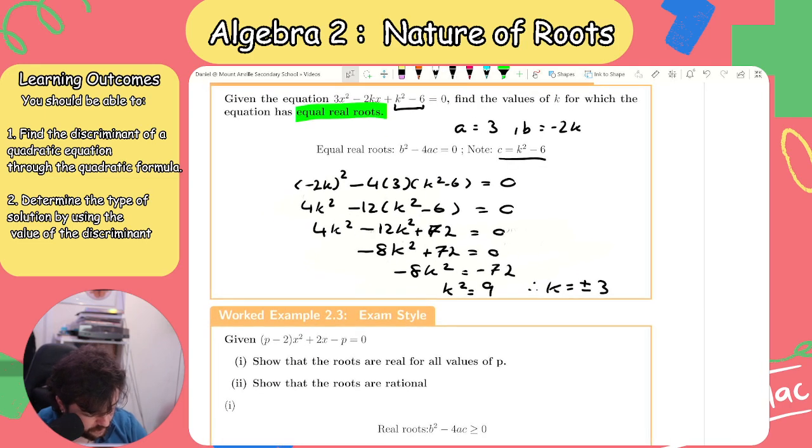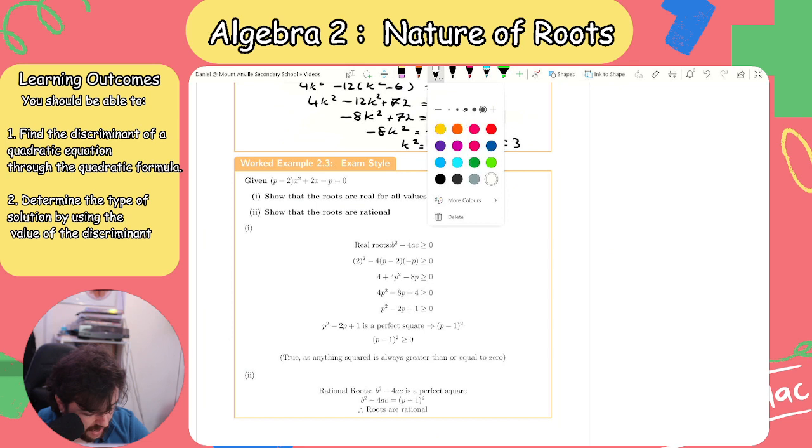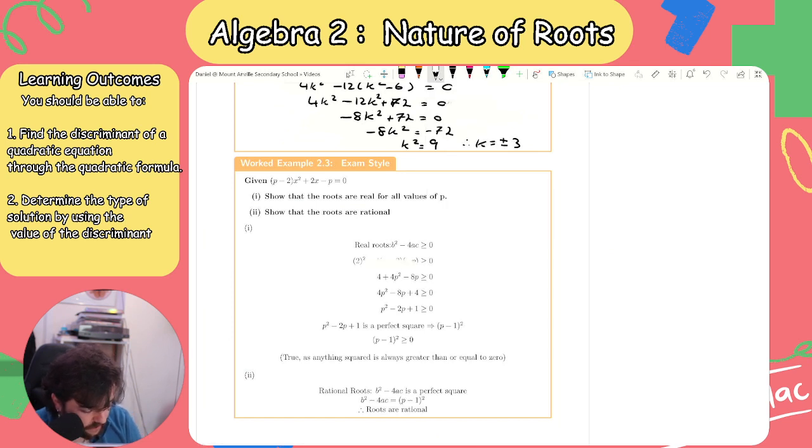So let's look at this question here. Again, let's not spoil it for ourselves. We really should have rubbed it out beforehand, but oopsies. Right. So let's look at this question here.